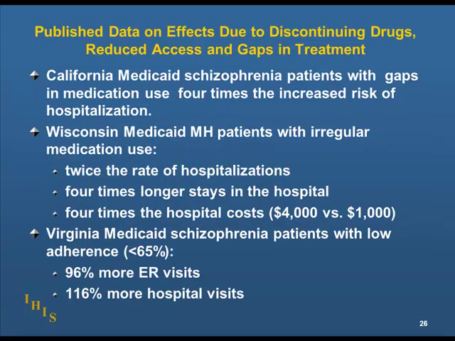So there's quite a bit of published data. I'm not going to spend too much time on this, but it basically shows you there's probably 20 studies. California, Wisconsin, Virginia are 3 that I pulled up here for you, so that you can see when we discontinue drugs and when we have reduced access and gaps in treatment for whatever reason, we have 3 to 4 times increased risk of hospitalizations and cost and longer stays.